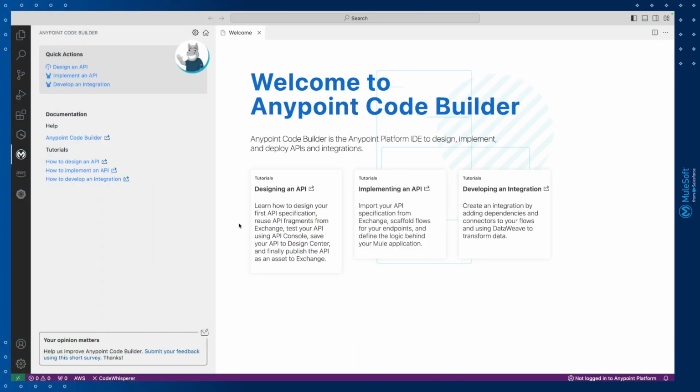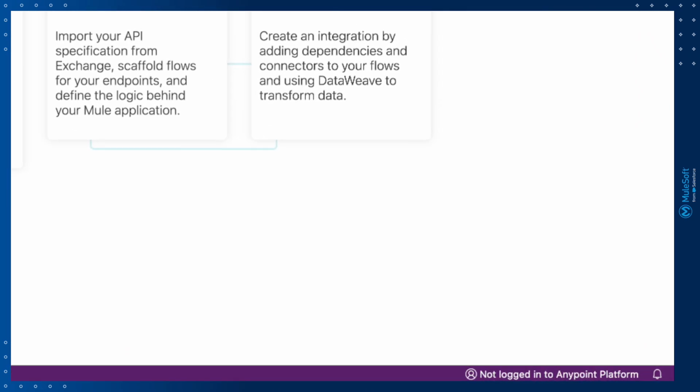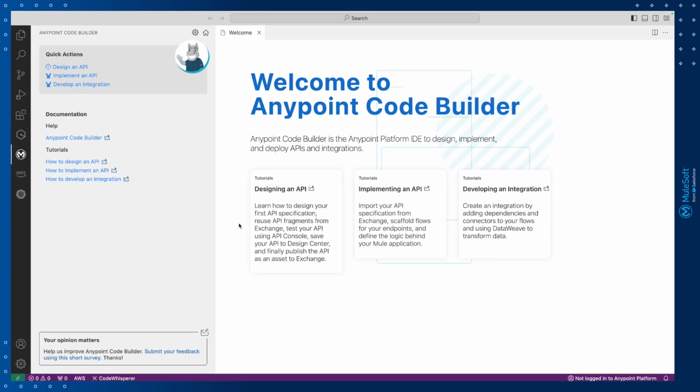When you first open Anypoint Code Builder, you'll see your homepage. The very first thing we're going to do is log in to the Anypoint platform, as this allows us to interact with the control plane to publish our API and share it with our organization. You'll notice the status bar at the bottom of the screen currently indicates we're logged out. Let's open the command palette and select the option to log in to the Anypoint platform.